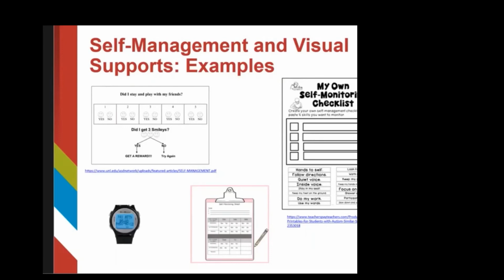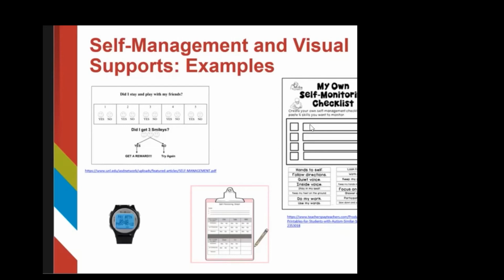So you'll see over here on the left, "Did I stay and play with my friends?" This is a simple self-monitoring system where that individual can look during these different increments and circle, did I stay and play with my friends? Yes or no. And then their reward system is if they got 3 smileys, if they did stay and play with their friends throughout 3 of those intervals, yes, they get a reward. Nope, they'll try again tomorrow.